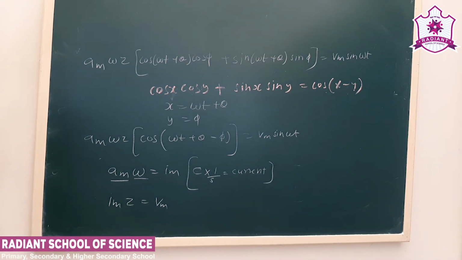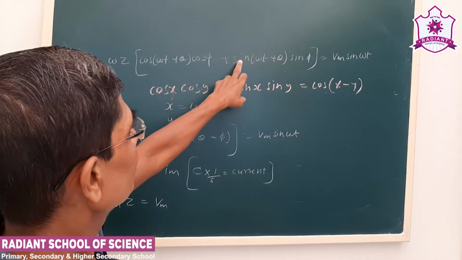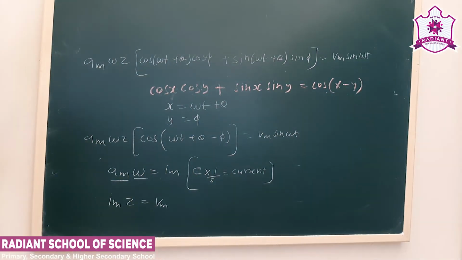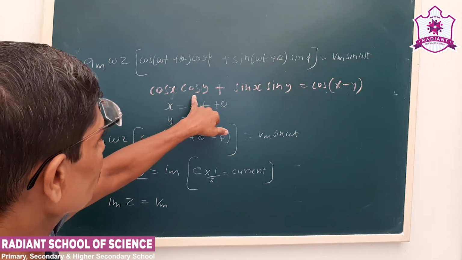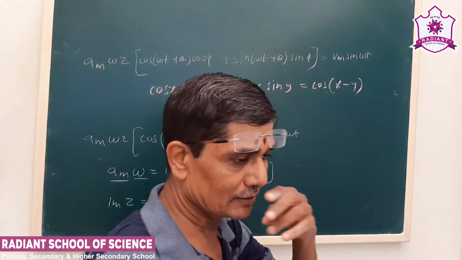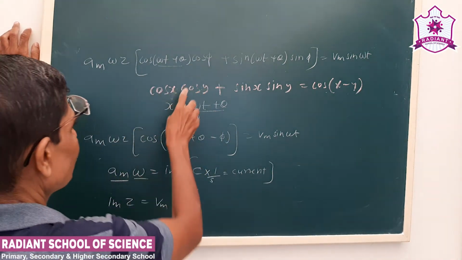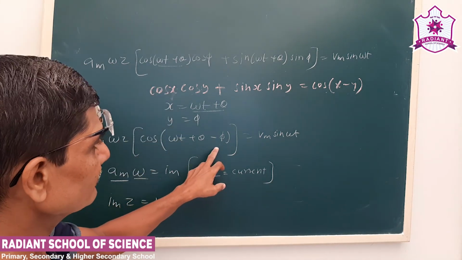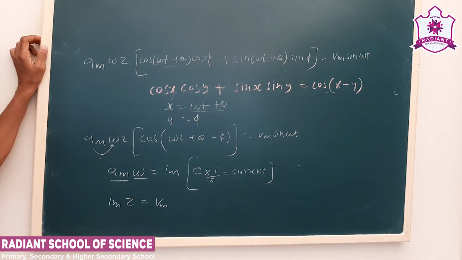Now see, our equation has become like this: qm omega z cos(omega t plus theta) cos phi plus sin(omega t plus theta) sin phi. Right hand side is Vm sin omega t. Now see the mathematical relation: cos x cos y plus sin x sin y is cos(x minus y). Here x is omega t plus theta, and phi is y. So x minus y will be omega t plus theta minus phi, equal to Vm sin omega t. Now the important thing here: qm into omega is Im.